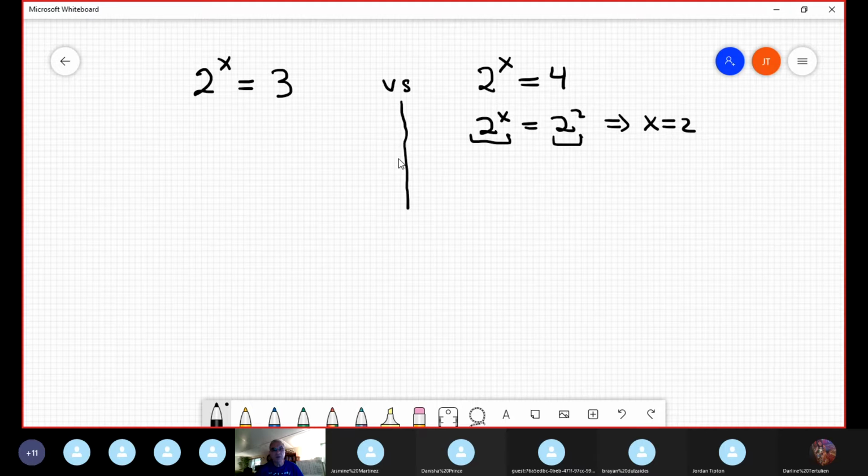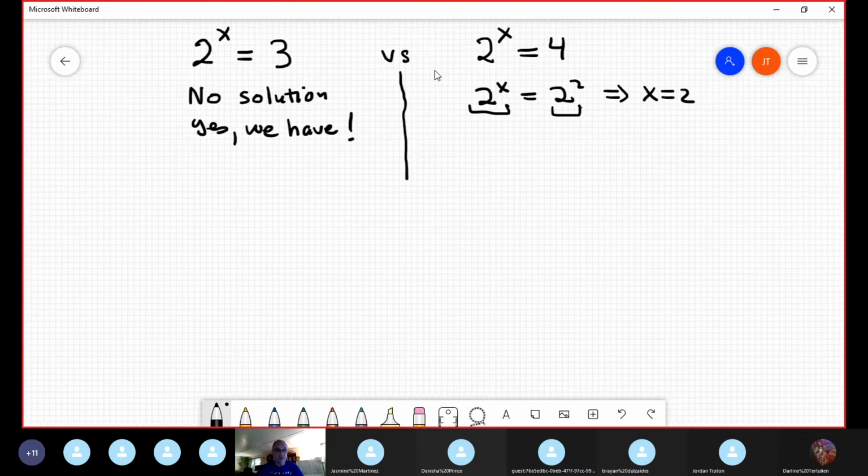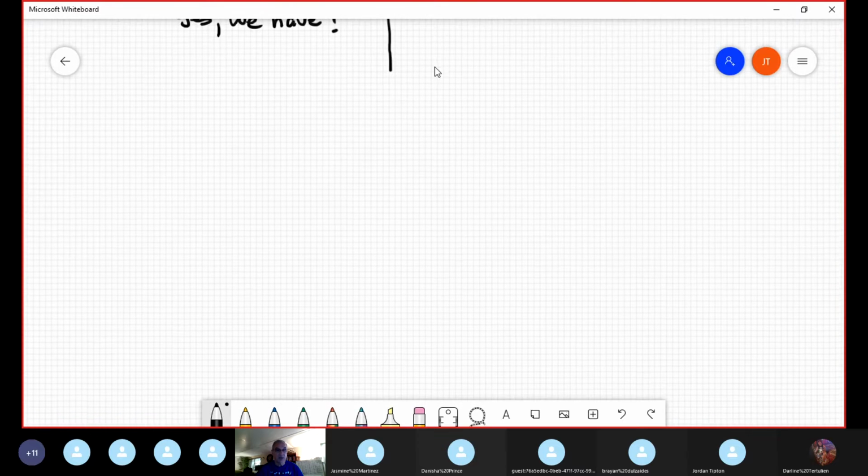It's impossible because we cannot express 3 like a power of 2. But do we have a solution or no solution? Yes, we have a solution. The answer is yes, we have. But the problem is for solving this, you need to understand a new concept that you never saw before, which is the logarithmic function. Okay, let me put the title for that part for solving this equation.